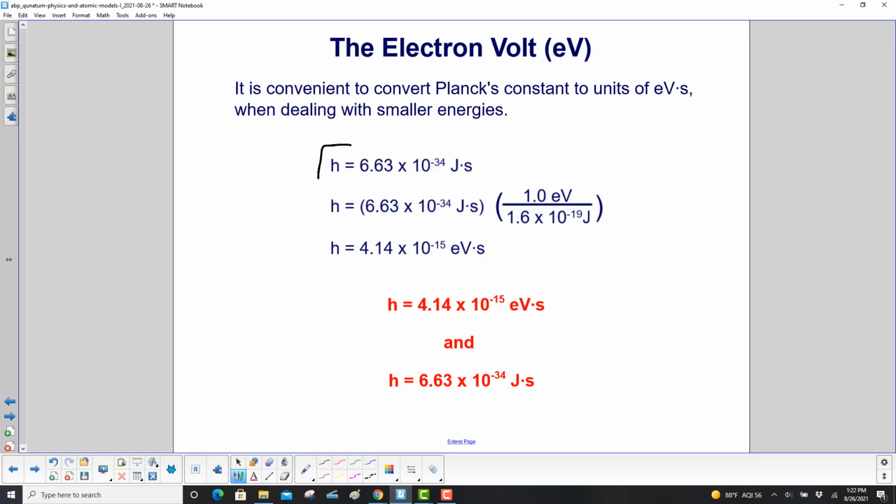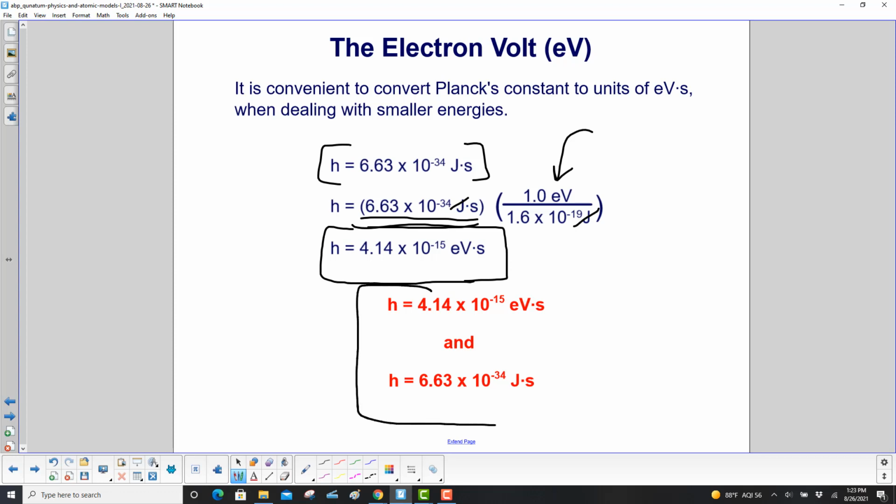We've been using this version of Planck's constant, in joule seconds, but now we're going to convert that to units of electron volt seconds when we deal with smaller energies. So here's Planck's constant that we've been using so far. Then we have a conversion factor here: 1 electron volt is 1.6 times 10 to the minus 19th joules. Do the division and the unit cancellations, right? The joules cancel out, and you get this alternate version of Planck's constant. It's 4.14 times 10 to the minus 15th electron volt seconds, or eV seconds. So, Planck's constant, same value, just two expressions. This is the one you use when you have energies in terms of electron volts, and if you have energies in joules, you use this one.